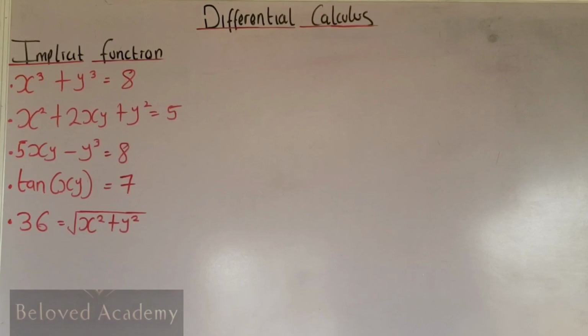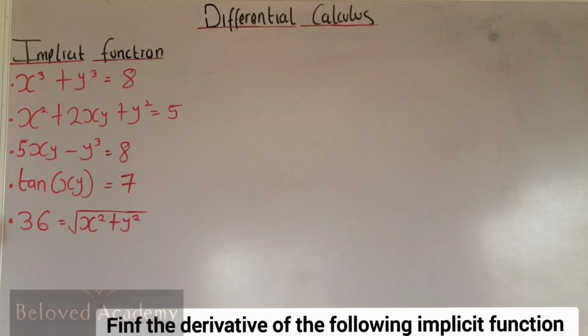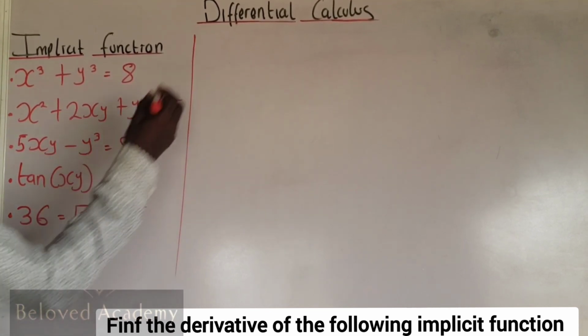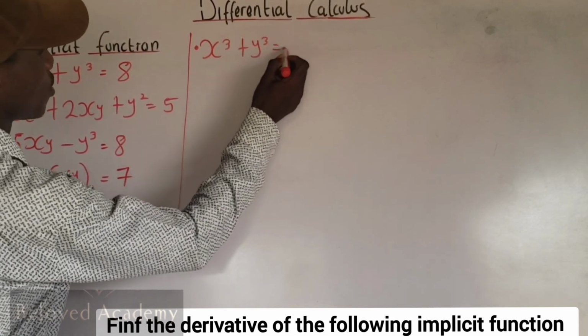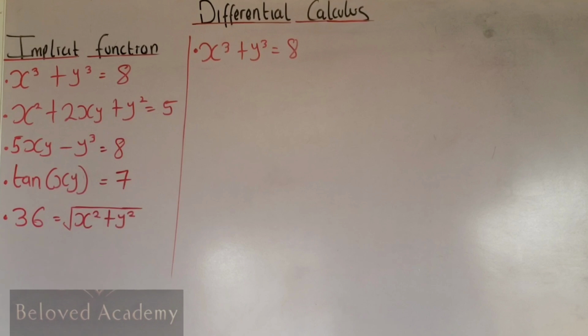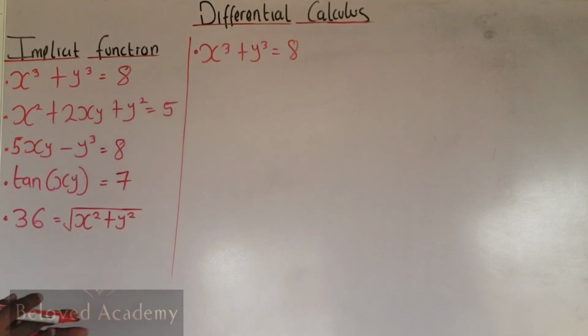Okay, let's consider the question that we have on the board. We are asked to find the derivative of the following implicit function. Okay, now please kindly pay attention. Let's start with the first question. We have x raised to the power of 3 plus y raised to the power of 3 equals 8. How do we find the derivative of this implicit function?